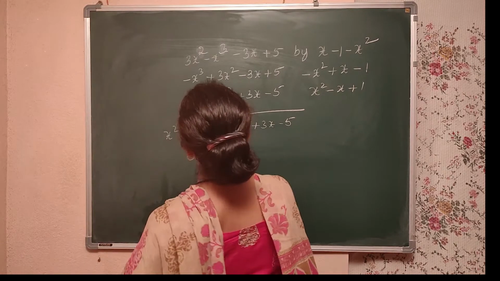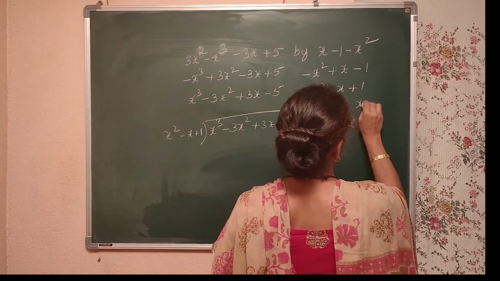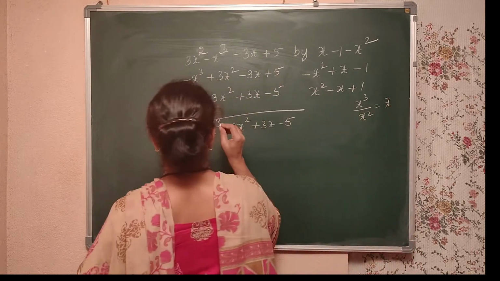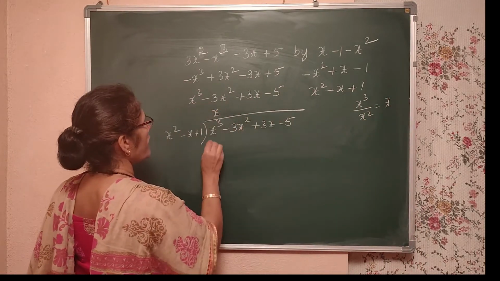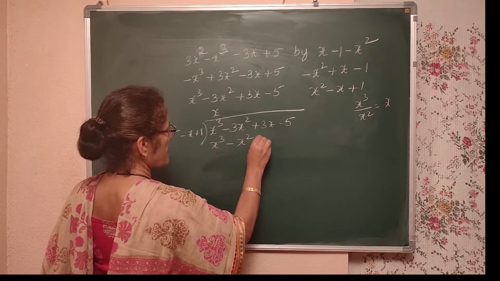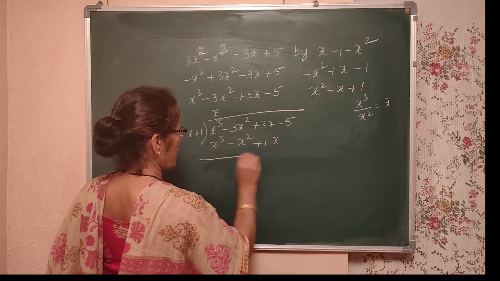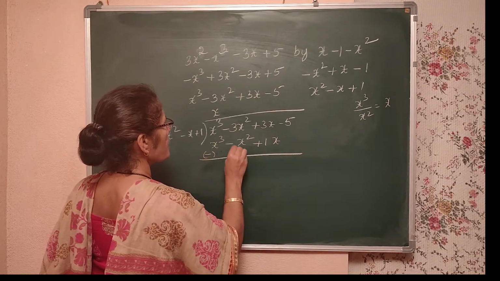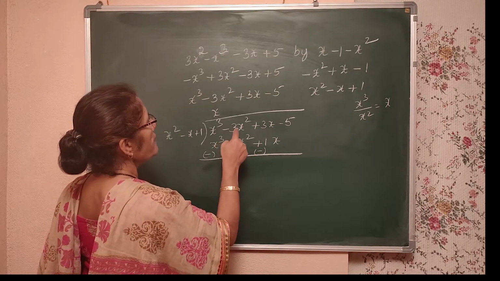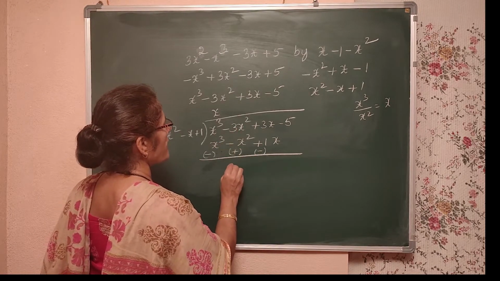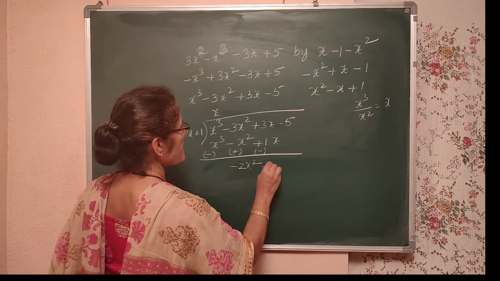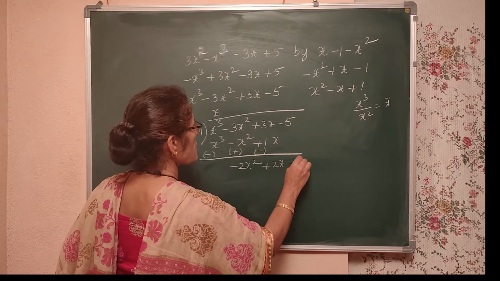Again, you see the first term of this, first term of this. So x cube by x square, by this time you should be able to say, what is the answer? x. x into x square, x cube minus x square plus 1x. So change the sign, minus, plus, minus. x cube minus x cube 0. Minus 3x square plus x square is minus 2x square. Plus 3x minus 1x is plus 2x minus 5.